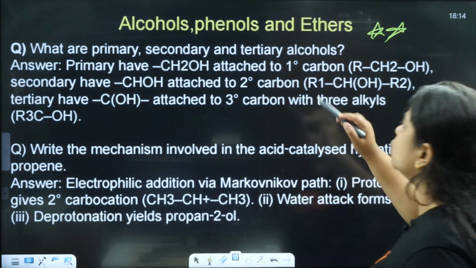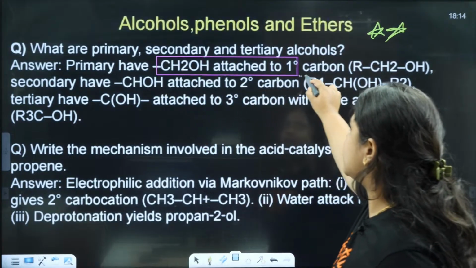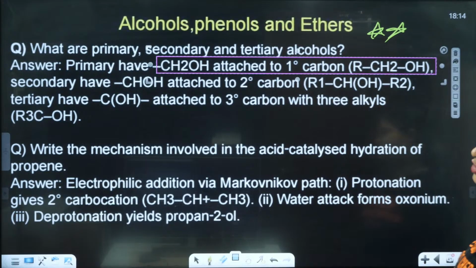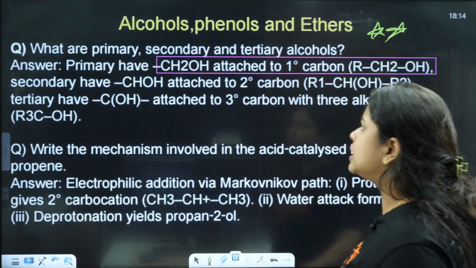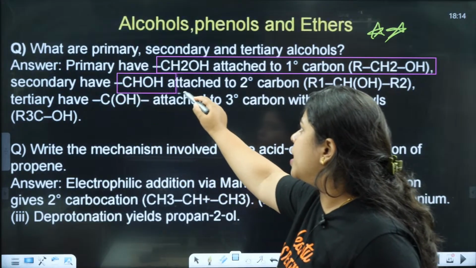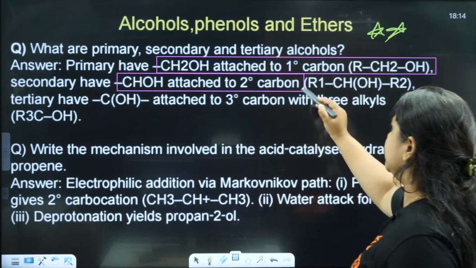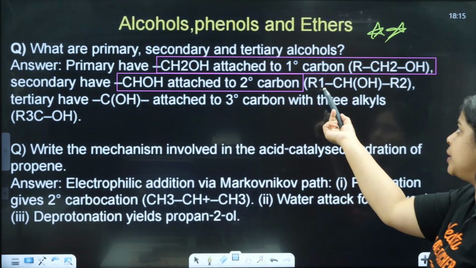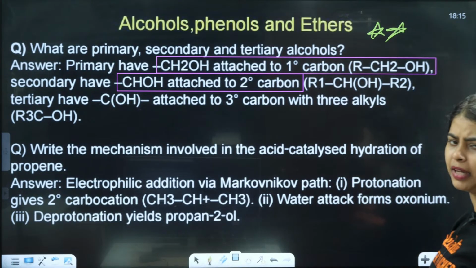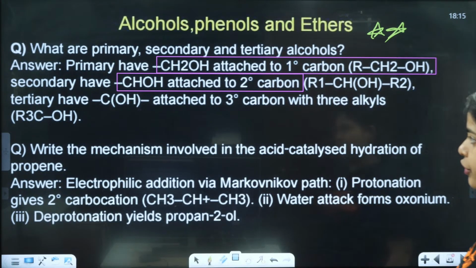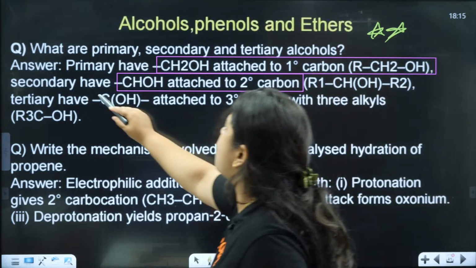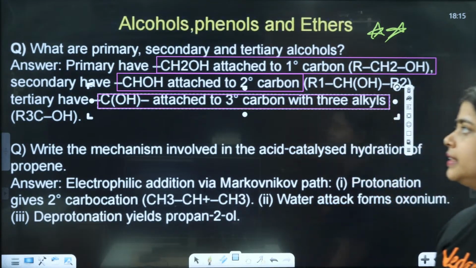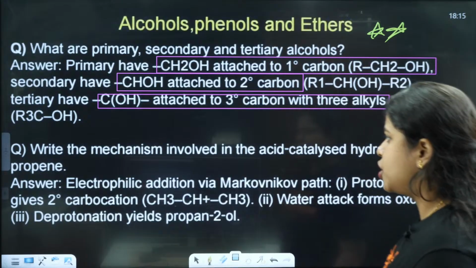Primary has CH2OH attached to the one degree carbon, that is the general equation RCH2OH. Secondary has CHOH attached to the 2 degree carbon, that is R1 CHOH R2. You can take anything in the place of R1 and R2, okay? Tertiary has COH attached to the 3 degree carbon with 3 alkyls, that is R3COH.